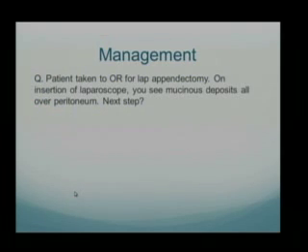So a patient is taken to the OR for laparoscopic appendectomy for presumed diagnosis of appendicitis. On insertion of the laparoscope, you see mucinous deposits all over the peritoneum. What's the next step? Amos, what would you do? Take some biopsies of those deposits, send them off, and see what comes back.